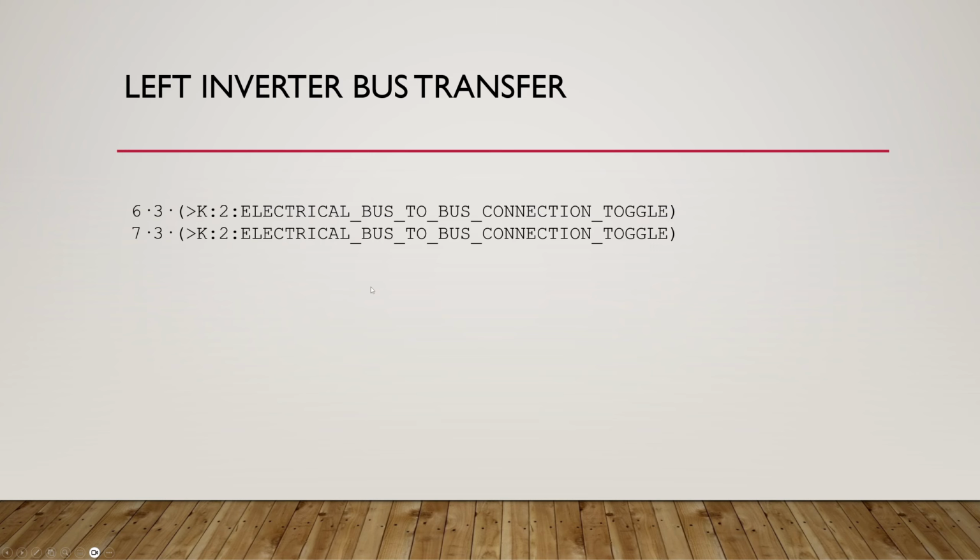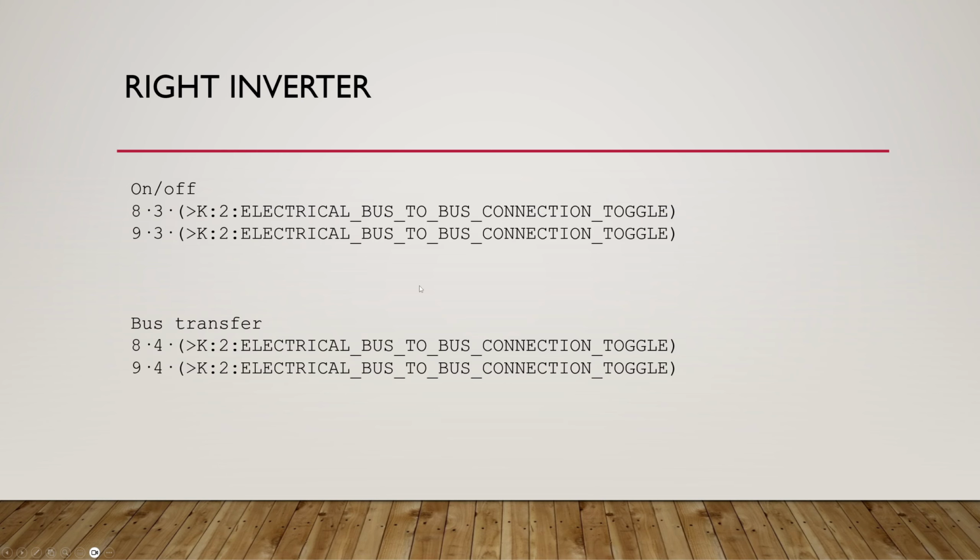Okay, so that's the inverter on off. That's the bus transfer. So you can see that we're running the same circuit into different buses here. And on the right inverter, there's the on-off script. So that's the short press, making it go up and down. And then if you want to go down to the bottom to transfer to a different bus, that's on the long press.